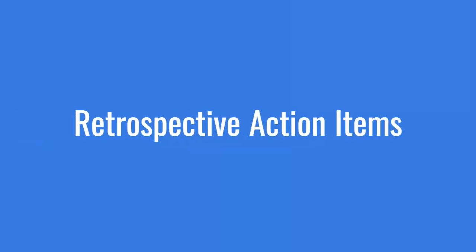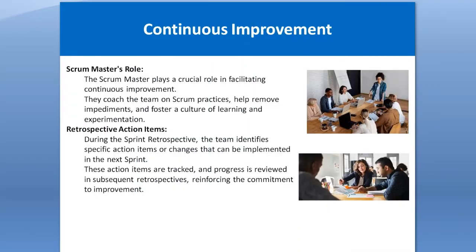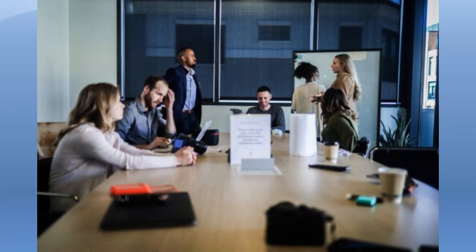Retrospective action items means that after the sprint retrospective session, the team identifies specific action items or changes that can be implemented in the next upcoming sprint. So these action items are tracked and progress is reviewed in subsequent retrospectives, reinforcing the commitment to improvement as well. Again, this is a way of continuous improvement for team members, because for example they have noticed a particular change needed in the process. So once you are working on the next sprint, you will review whether this change is implemented or not, so it becomes a tracking mechanism for you as well.